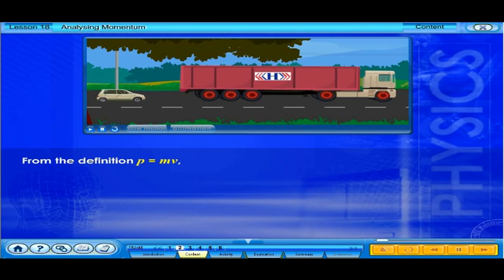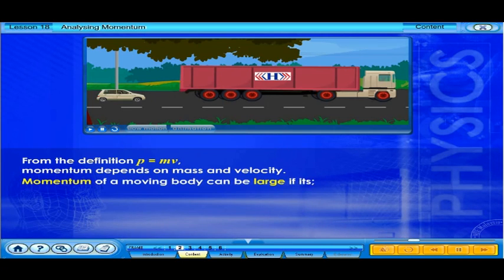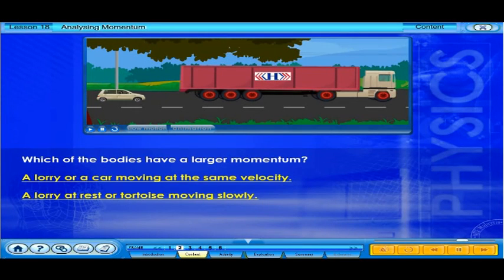We see from the definition, momentum of an object depends on mass and velocity. Hence, a moving object can have a large momentum if its mass or its velocity or both are large. For each of the following situations, observe and then identify which of the bodies have a larger momentum.